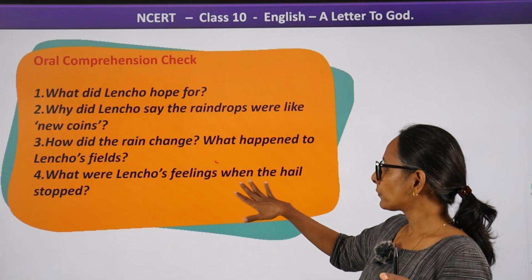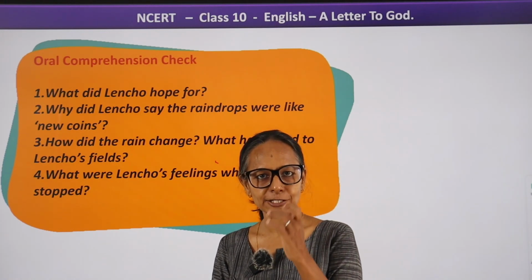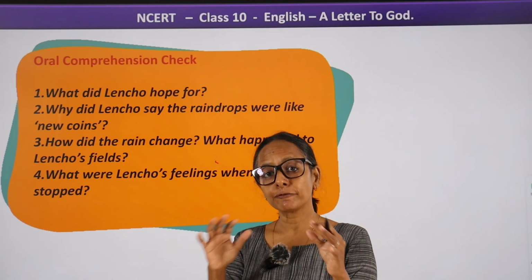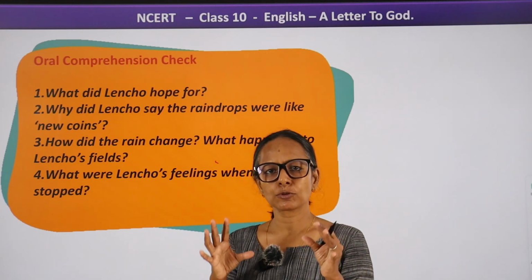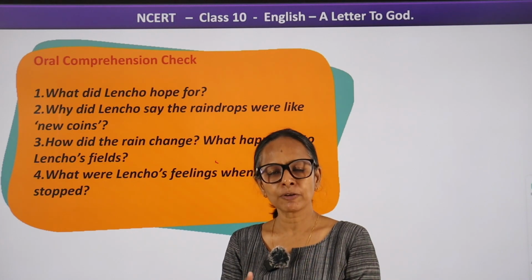What were Lencho's feelings when the hail stopped? How did Lencho feel when the hail stopped? He saw that his crops were ruined. He saw everything covered with snow. He saw that there were no leaves on the trees, all his flowers gone, all his crops ruined. How would anyone feel in this situation?